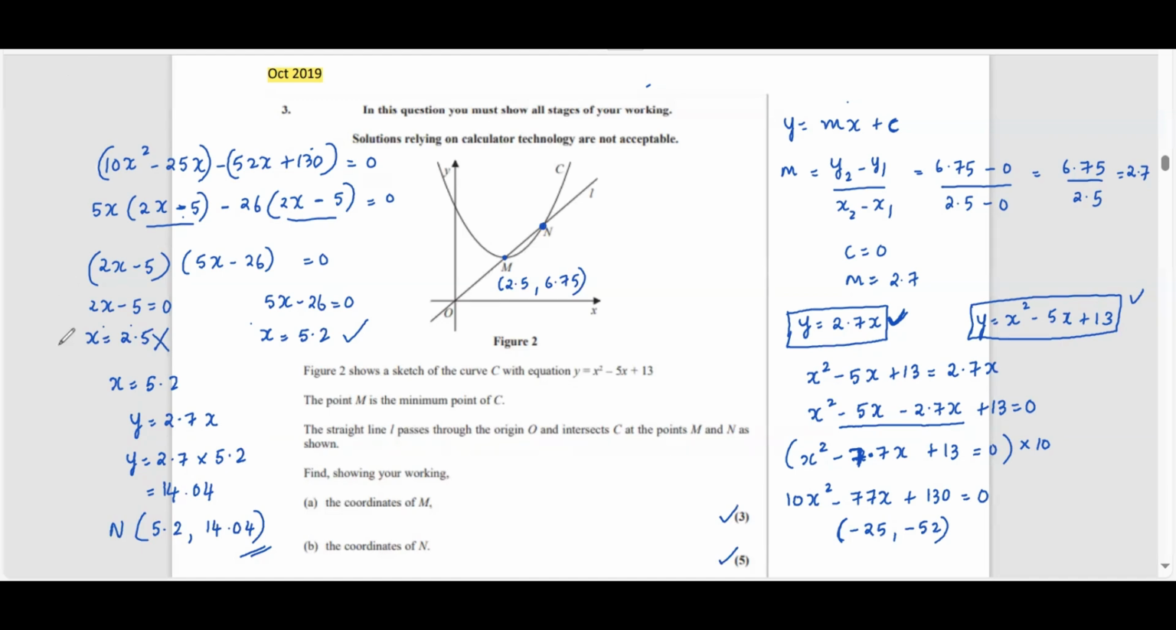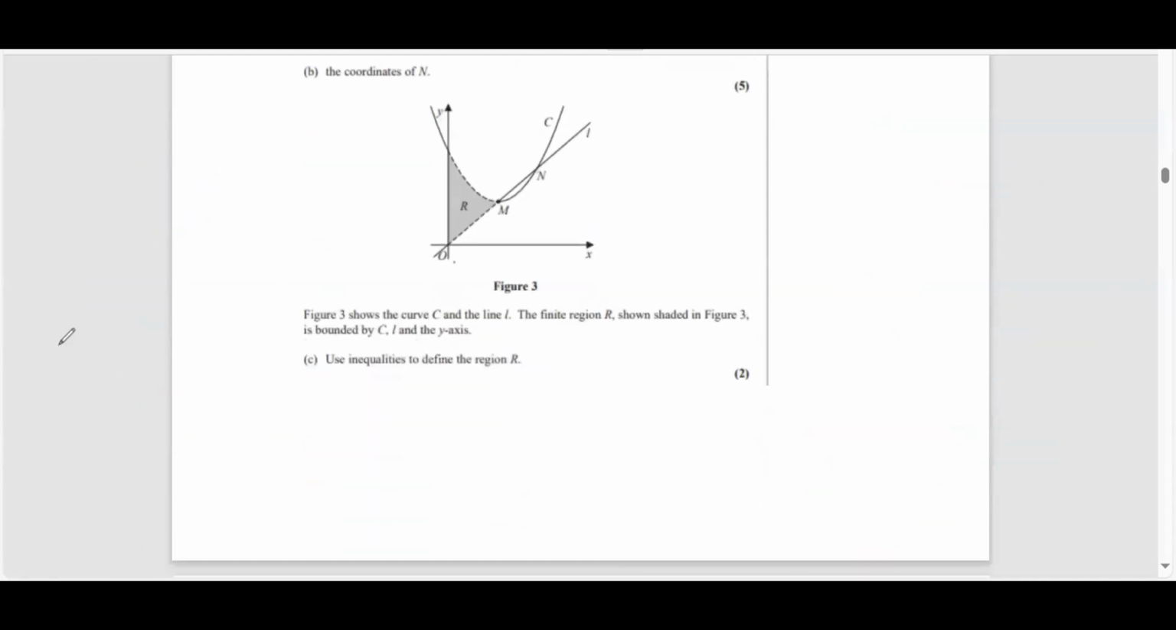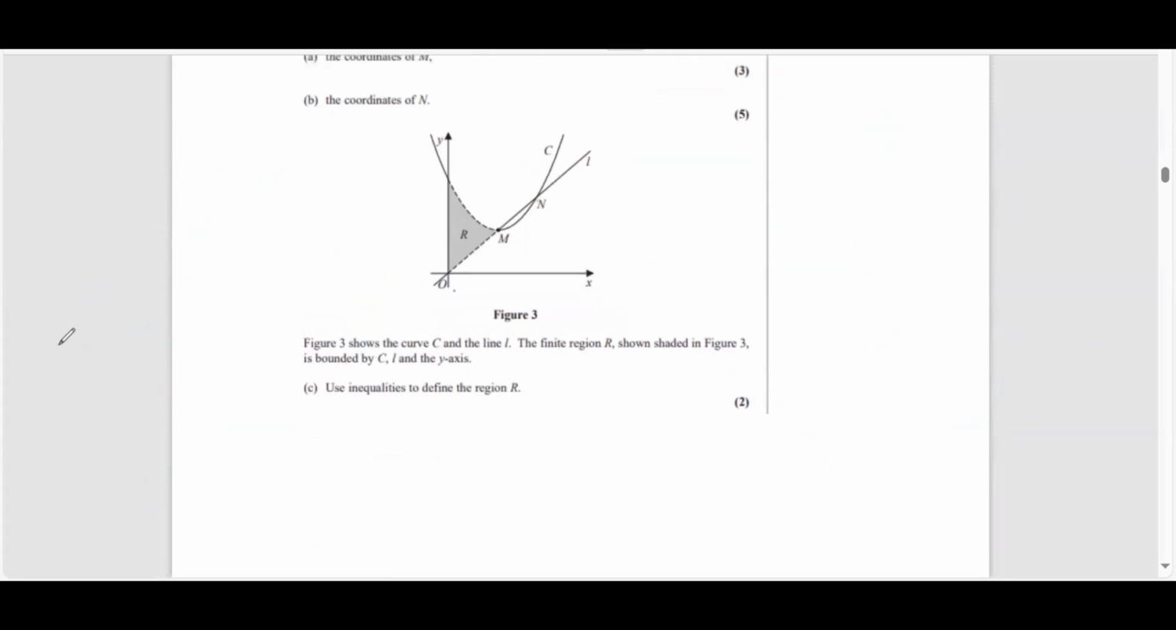Now we have the C part here. Figure 3 shows the curve C and the line L. The finite region shown shaded in figure 3 is bounded by the curve, the line L and the y-axis. Now, we know the equation of the y-axis is x is equal to 0. The equation of the curve was given as y is equal to x square minus 5x plus 13. And the equation of the line, we got as y is equal to 2.7x.